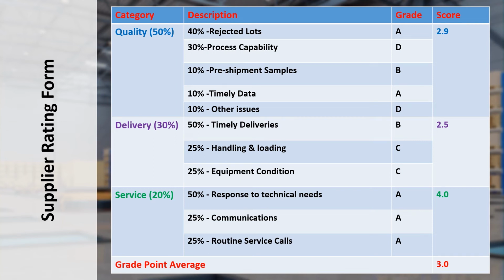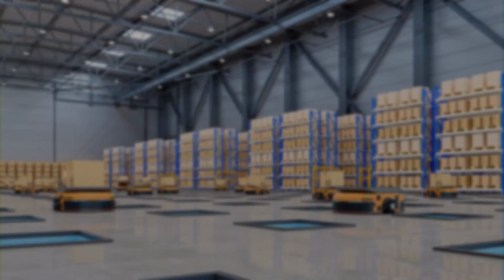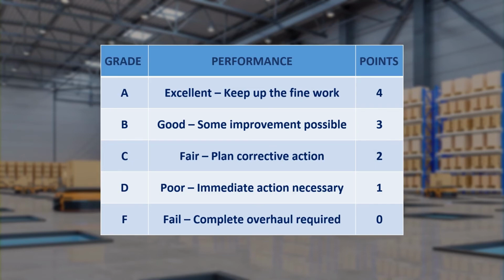However, there could be different levels of performance, and the suppliers can be rated: excellent is 4, good 3, fair 2, poor 1, fail 0. If it is excellent, you can keep the supplier for purchasing materials. If it is good, some improvement may be possible. The supplier can be negotiated with and interacted with for making certain improvements.